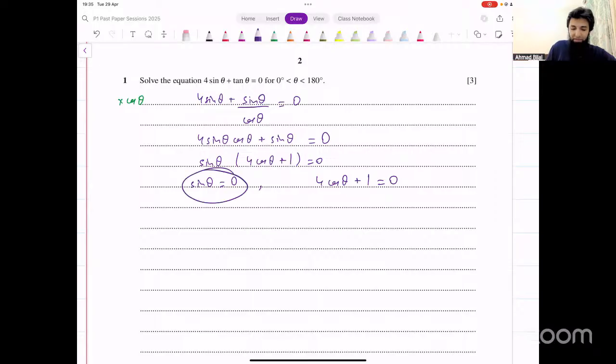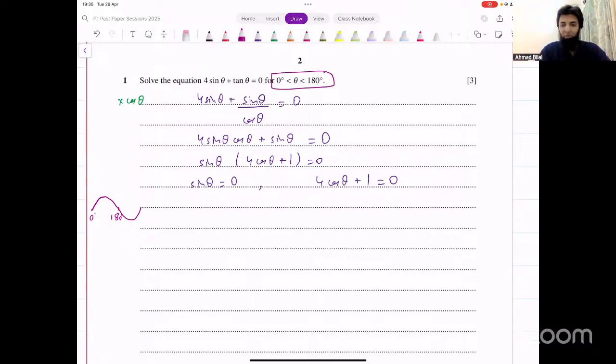Now, where is sine theta equal to 0? If you think about the graph, this is what the graph of sine theta looks like. It's 0 at 0 degrees. It's 0 again at 180 degrees. So within this interval, it's not 0 at any point, right? It says theta is between 0 and 180. 0 is not included. 180 is not included. So we get no solution from this.